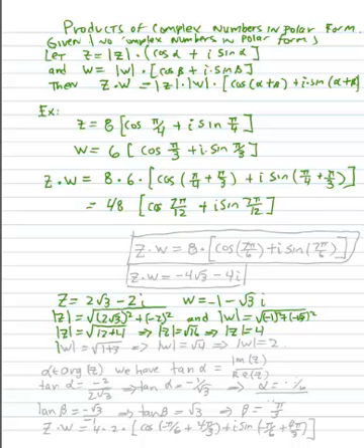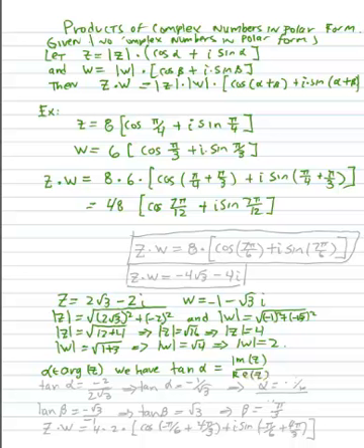And the modulus of w is negative 1 squared is 1, and square root of 3 squared is 3. Modulus of w is the square root of 4, which is 2. Now, if we have angle alpha as the argument of z, then we have the tangent of alpha is equal to the imaginary part of z over the real part of z.